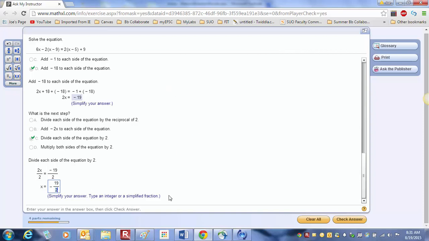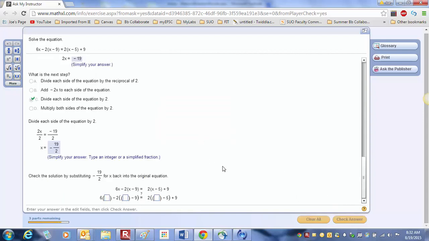Again, negative 19 over 2. They want a simplified fraction or an integer. They didn't say mixed number, so don't change this to a mixed number. If you divide 19 by 2, you're going to get 9.5. That's not an integer. That's a decimal number. So the best way is to leave it this way. This is a simplified fraction. That's all. Check. Okay.